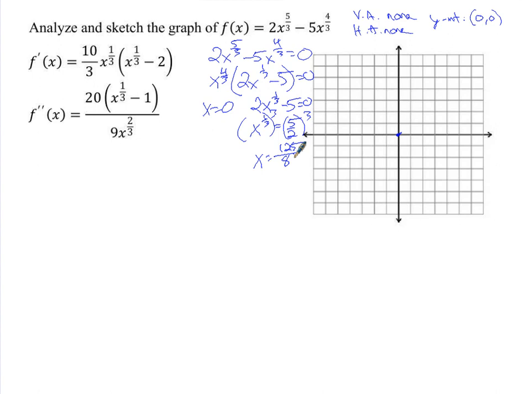15.625. Okay, so I only have 7 grid lines here. 15.625. Maybe if I go by 2s. If I go by 2s, I'll at least be able to kind of guess where that is. Can I do that? Let's go by 2s.